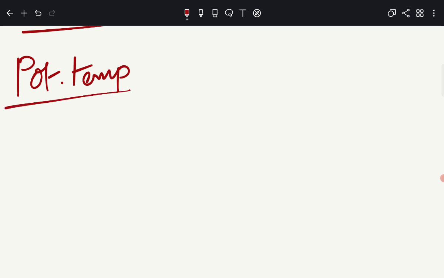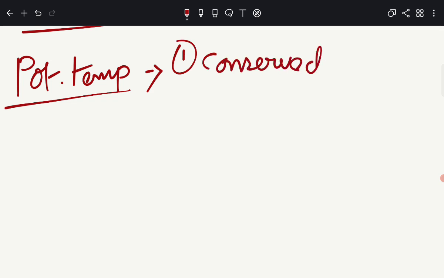Okay, so what we talked about yesterday is potential temperature. We're just writing "pot temp" for understanding. So why is it important? First of all, it's a conserved quantity. And what do you mean by conserved quantity? I think we have tried hard to understand why it is conserved, why we are stating this as a conserved quantity.